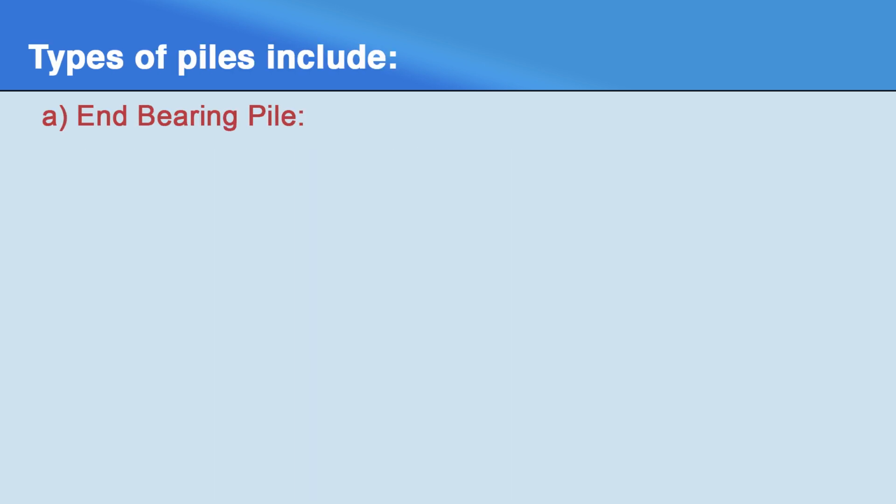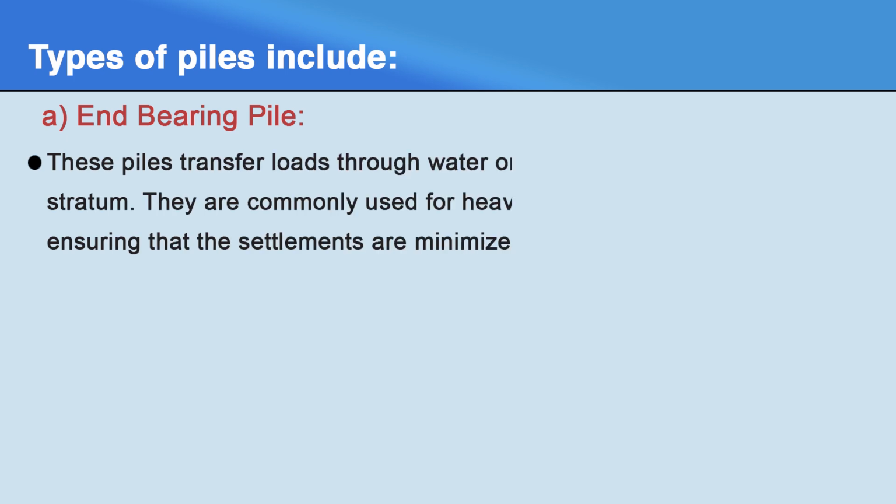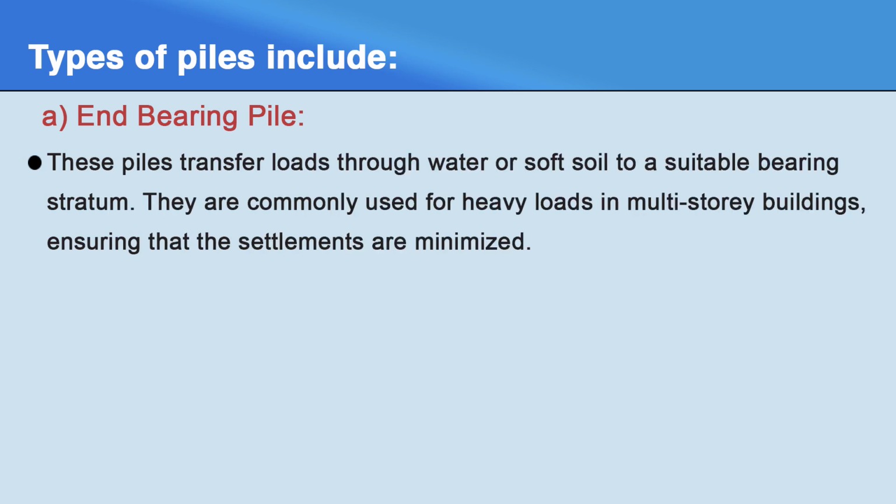Types of piles include end bearing pile. These piles transfer the load through water or soft soil to a foundation suitable bearing stratum. They are commonly used for heavy loads in multi-storied buildings, ensuring that the settlements are minimized.